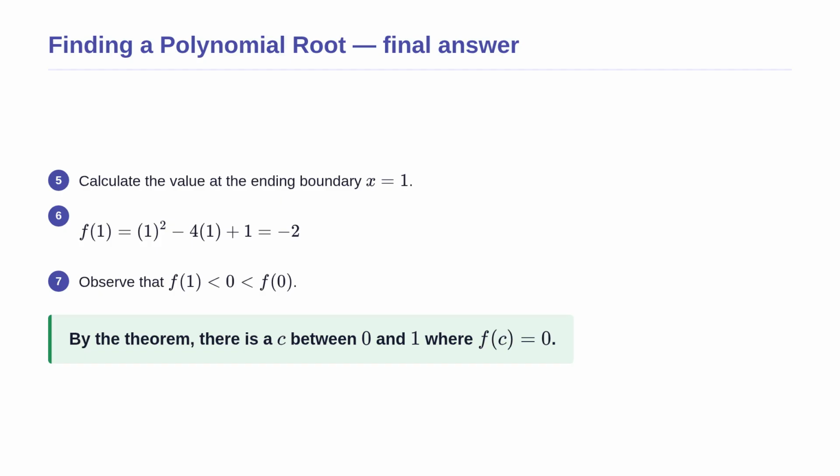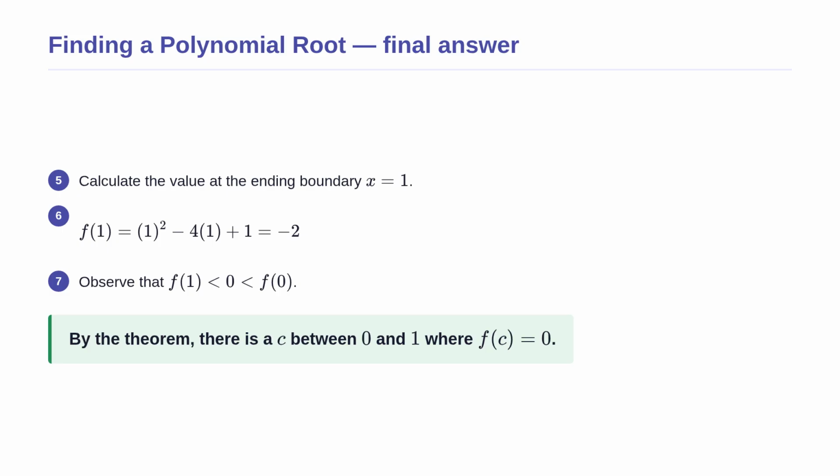Continuing with our example, we now test the other end of our interval. We plug our ending boundary value, 1, into the exact same function. The math simplifies to -2. This tells us that at the end of our chosen interval, the graph has dropped down below the horizontal axis.